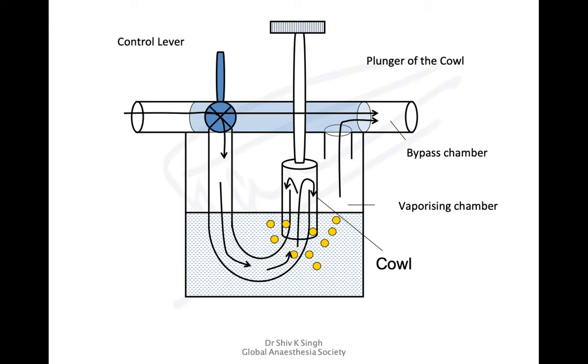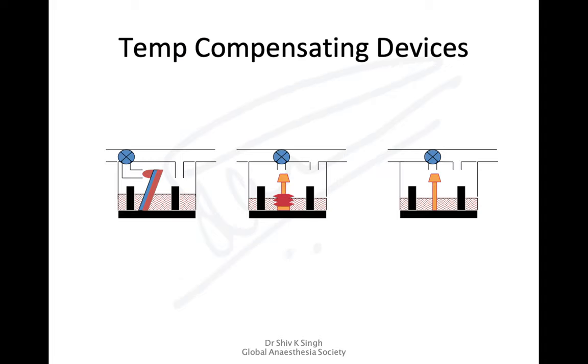Now, if you look at the Boyle's bottle, they used to actually have a plunger, and there were no compensating devices. See, it was a glass bottle. Glass is a very poor conductor of heat, and hence the temperature would drop. And so it had a coil. When you push the plunger down, it would cause bubbling. So this was actually used in older vaporizers.